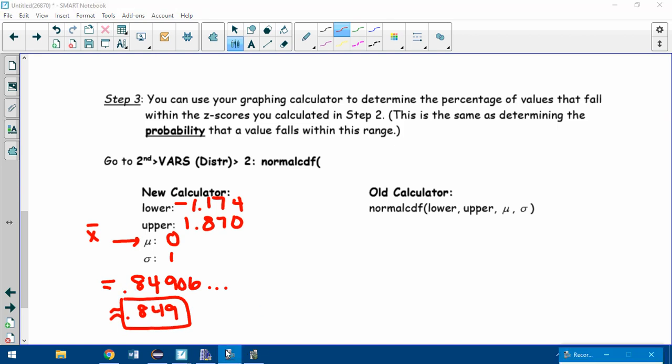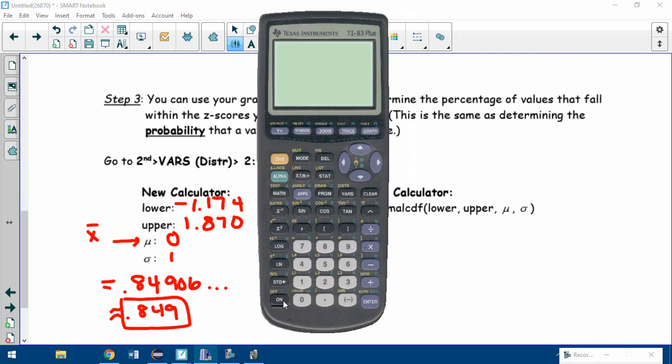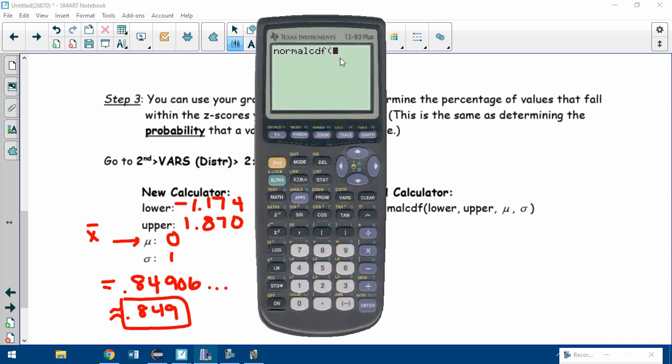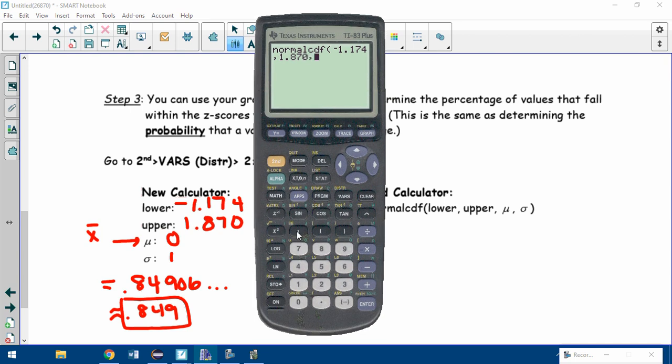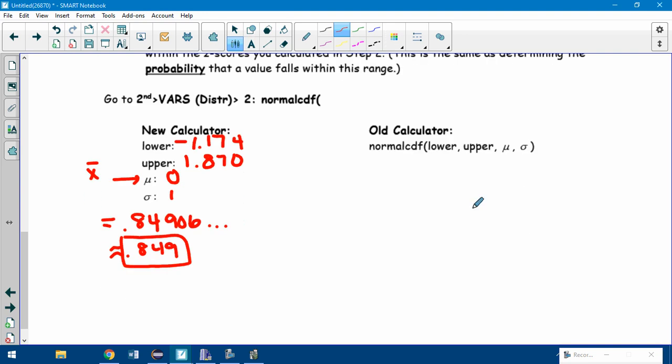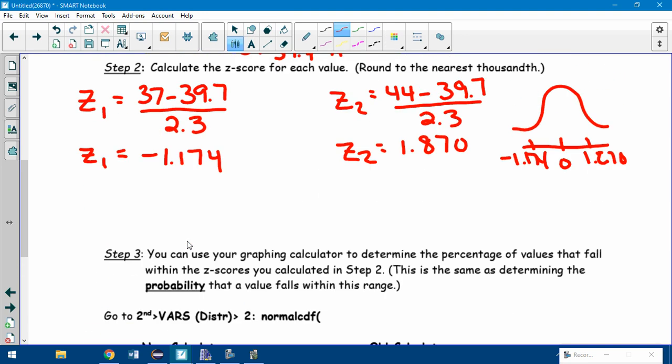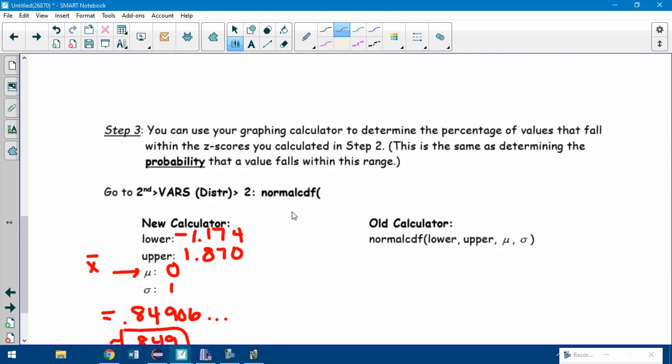Now let me just show you quick. If you have an old calculator, when you do second distribution, so second vars, there's still a normal CDF, but it doesn't specifically tell you what to do. You have to type in the lower value, negative 1.174, then a comma, the upper value, 1.870, another comma, the mean, 0, another comma, standard deviation of 1, and you get the exact same answer. So if you have an old calculator, that's how you do it. All right, so there's our probability that this person swims the backstroke between 37 and 44 seconds. Pretty good chance.